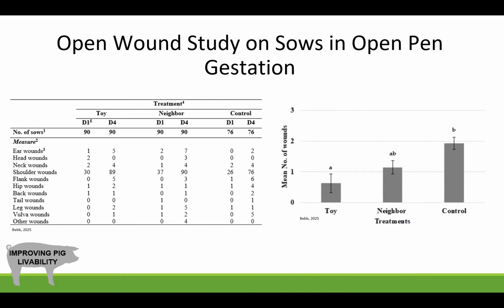In a recent Iowa State University study, the number of wounds on open pen gestation sows was measured. Sows in the toy group had significantly fewer wounds than sows with no toy, as shown in the figures below.